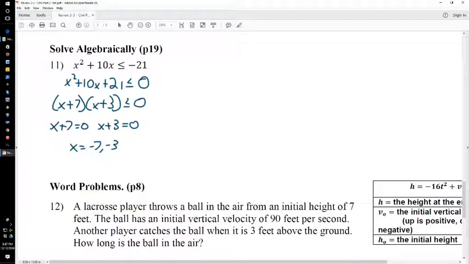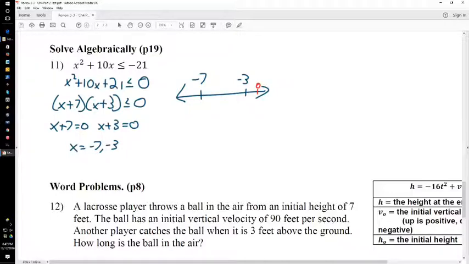Once you get your two answers, we are going to draw ourselves a quick number line. Negative 7 and negative 3. And we need to decide which areas are less than 0. So I'm going to pick a test point. I'm going to pick this test point right over here, because I love 0, because I love multiplying by 0. Because when I plug 0 in, all things disappear.